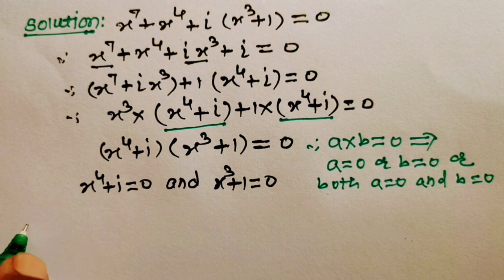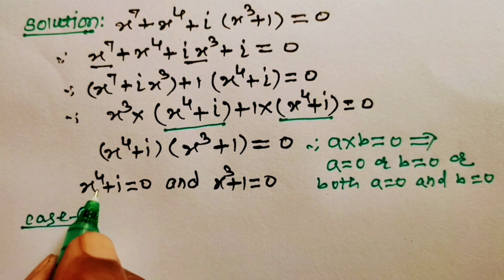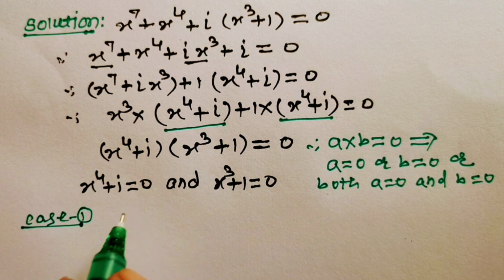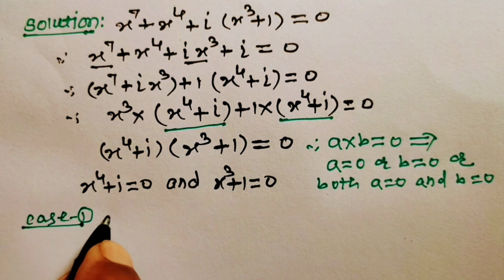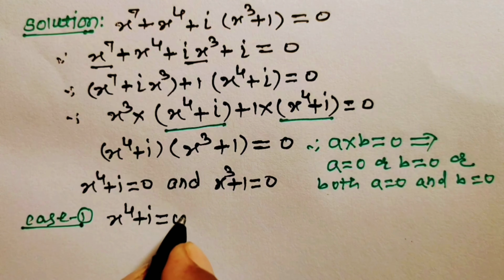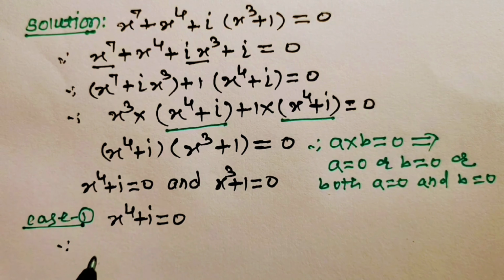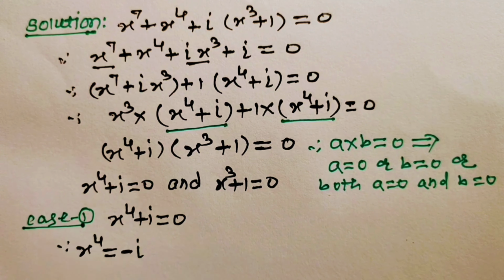Now case number 1, let us solve x to the power 4 plus i is equal to 0. x to the power 4 plus i is equal to 0. Shift this plus i to the right hand side. Hence x to the power 4 is equal to minus i.